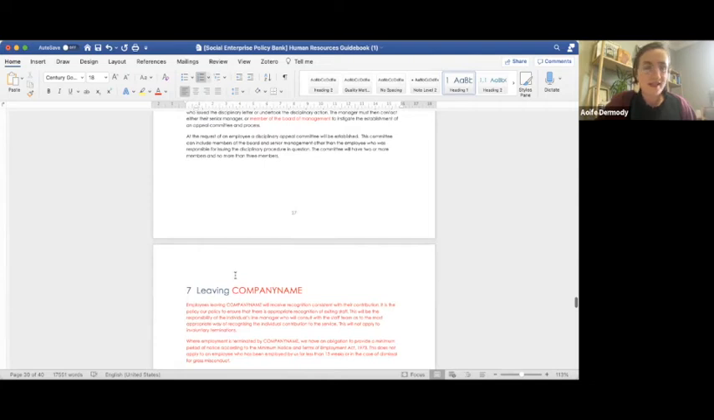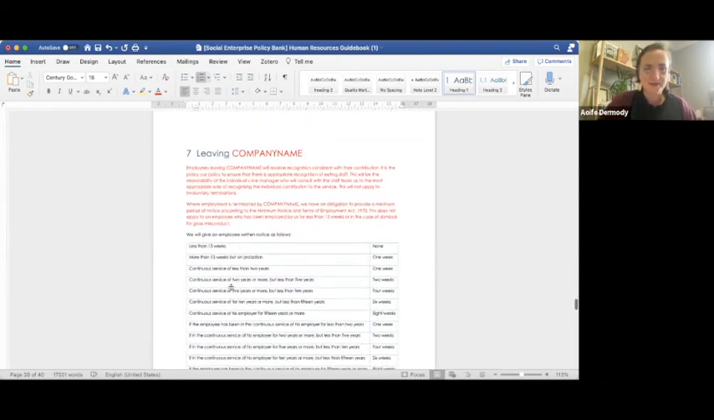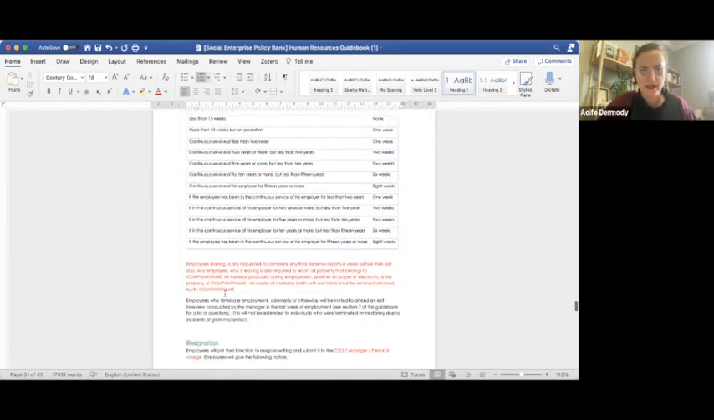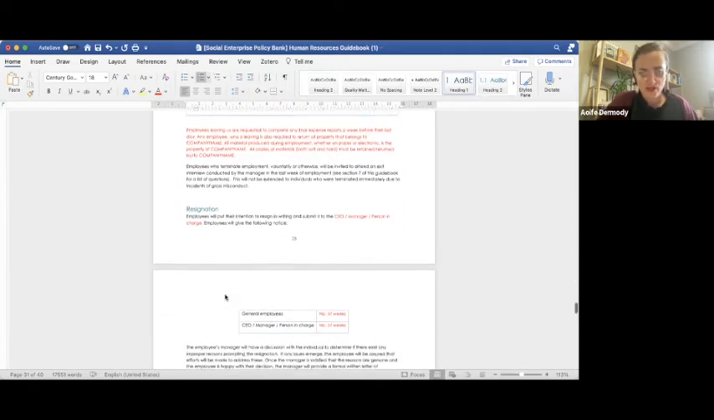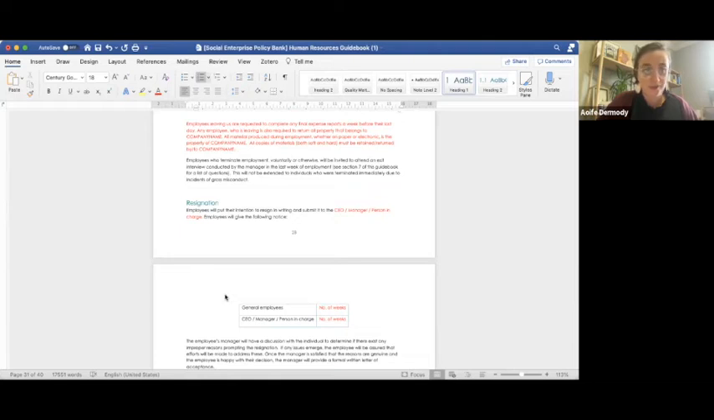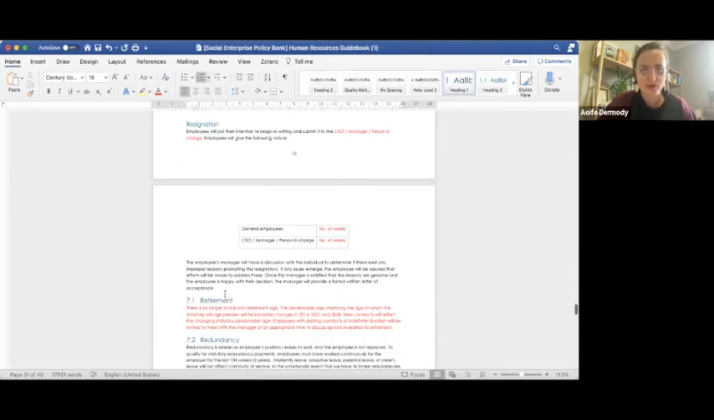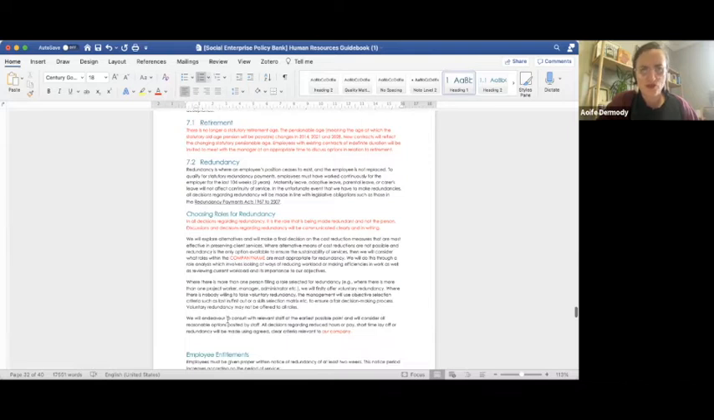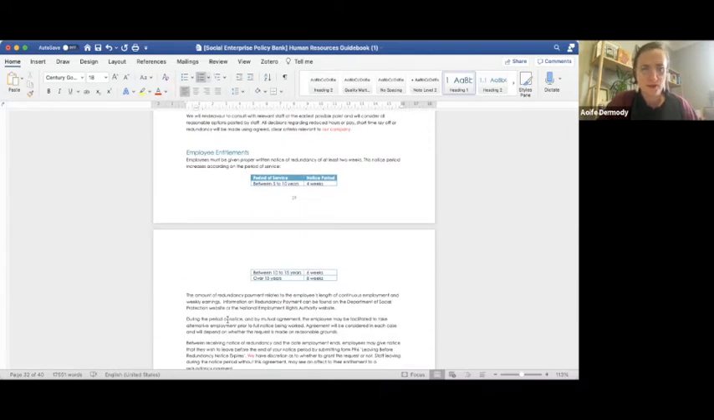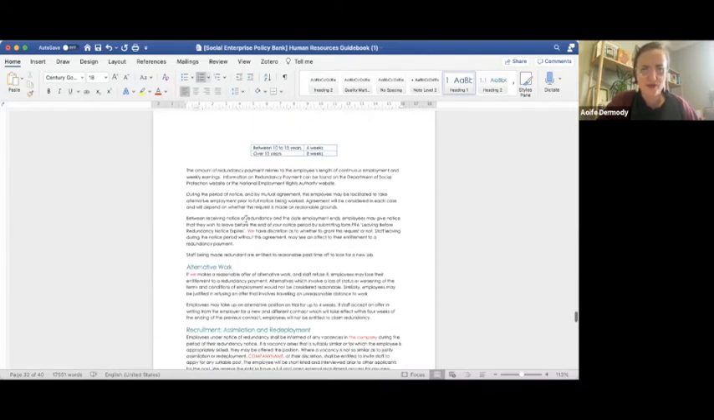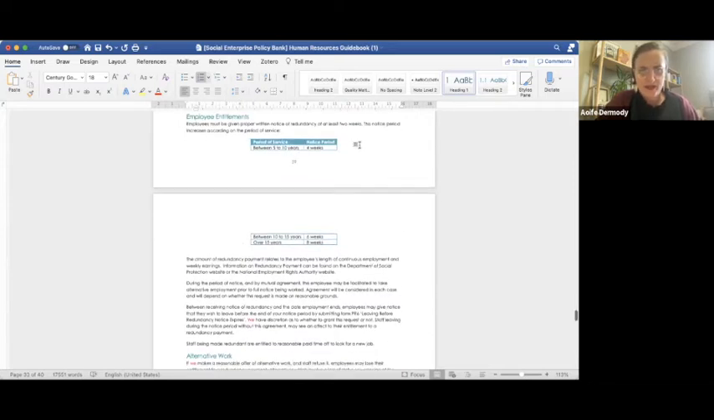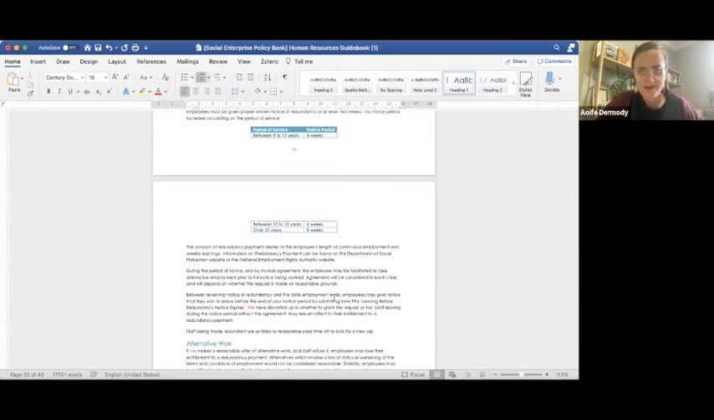It goes on to have a section on leaving, as we discussed. This is the statutory minimums for notice that's detailed in law. You can change that to suit your organization as long as it's above the statutory minimum notice required. There's things around redundancy, so how you choose roles for redundancy, employee entitlements around redundancy and their right to notice periods and redundancy payments and things like that.